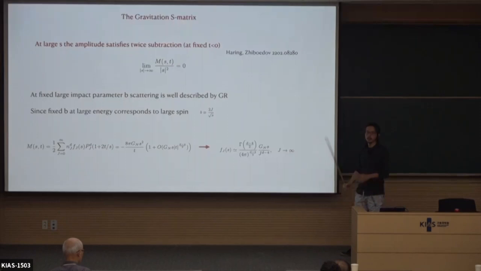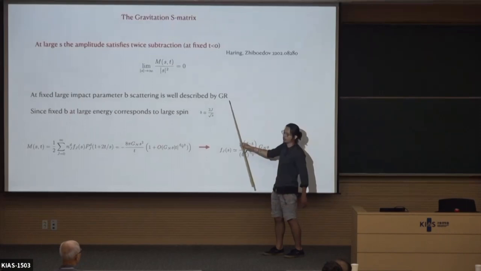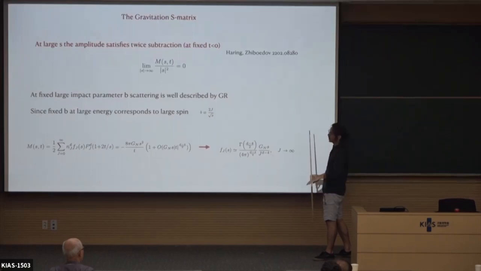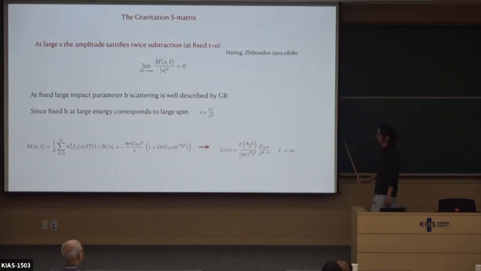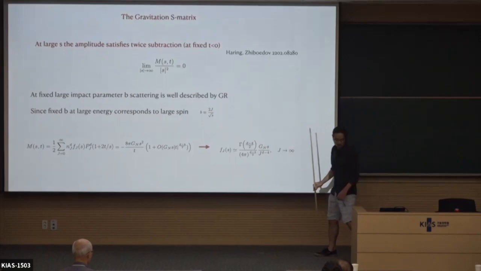So the higher spin part of your partial wave is bounded by the fact that it should reproduce GR at large impact parameter space. And then for the lower spin, you can just use the standard partial wave upper bound, and they've successfully derived this proof with this argument here. So even though gravity is gapless, we can now trust that statement.